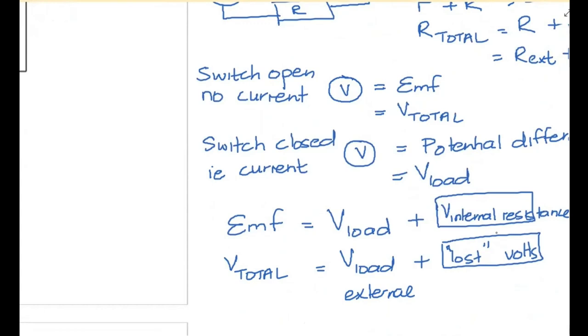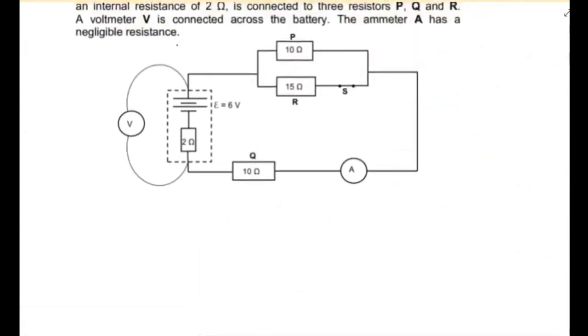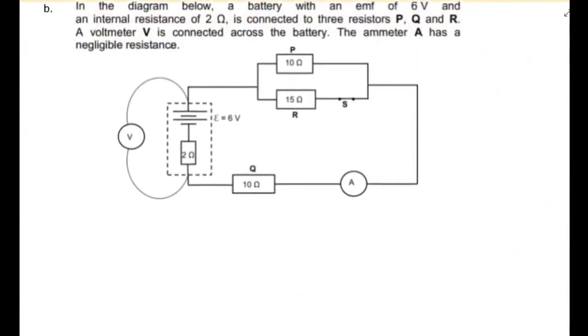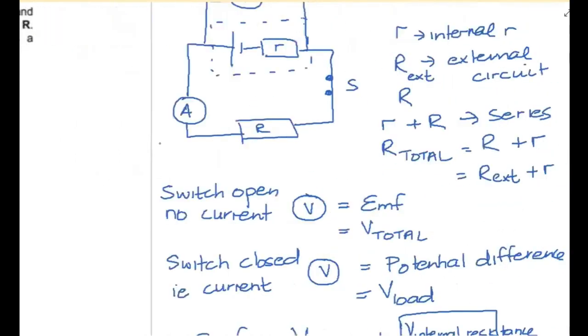So essentially, just to give you an example, in this example here, they say in the diagram below, a battery with an EMF of 6 volts. So what they have told me is the total energy available for both the inside resistors and the outside resistors. And that is my EMF. They're telling me this battery has an internal resistance. So V internal resistance is the same thing.